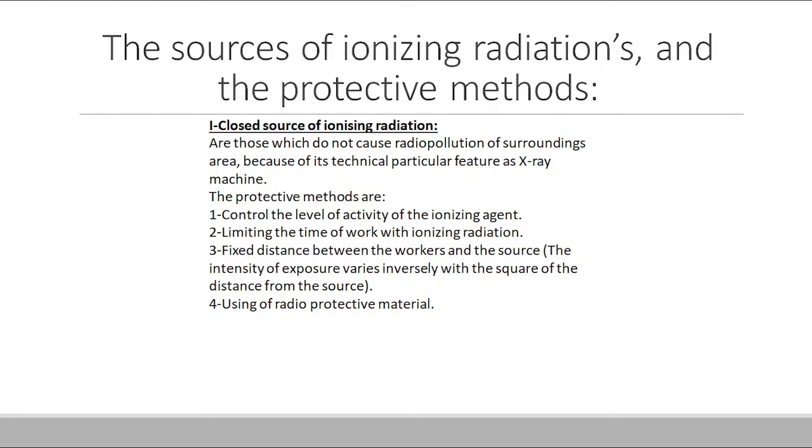The protective methods are: first, control the level of activity of the ionizing agent; second, limiting the time of work with ionizing radiation; third, fixed distance between the workers and the source. The intensity of exposure varies inversely with the square of the distance from the source. Number 4, using of radioprotective material.